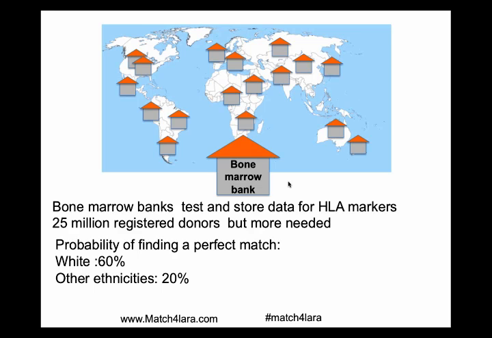Even though up to 25 million such donors have been registered around the world, the probability of finding a perfect match is still relatively low, especially for some ethnicities. For white people, there is about a 60% probability of finding a perfect match, while for other ethnicities it can be as low as 20%. Hence, there is a strong need to increase the total number of donors, especially those from different ethnicities and mixed ethnicity.